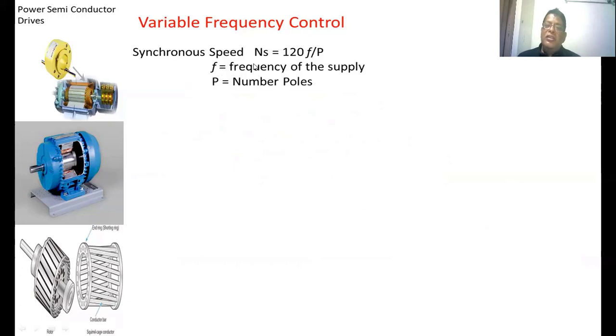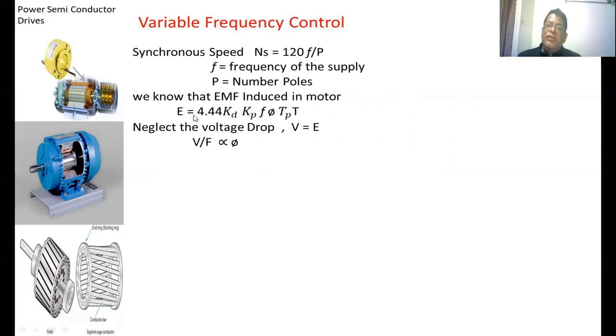Already we know that the synchronous speed of a motor is Ns = 120f/P, where f is the supply frequency and P is the number of poles. As the frequency changes, the synchronous speed also changes. But here one disadvantage is that we know the EMF induced in an induction motor, E = 4.44 Kd Kp f Φ Tph, where Tph is the number of turns per phase, Kd is the distribution factor, Kp is the pitch factor, f is the frequency of the supply, and Φ is the flux.